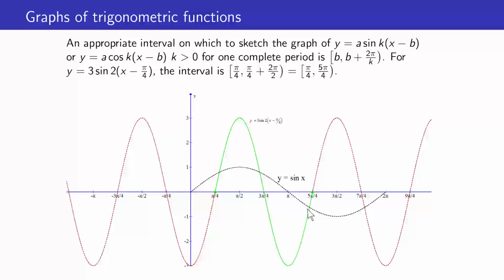Then once you have sketched the graph on the required interval b up to b + 2π/k, in this case π/4 up to 5π/4, you repeat it on the right hand side and the left hand side, and that gives you the required graph. So here we have sketched the graph in green, and then we continue with the same graph on the right and then the same graph on the left, and that gives you the complete graph of y = 3 sin(2(x − π/4)).